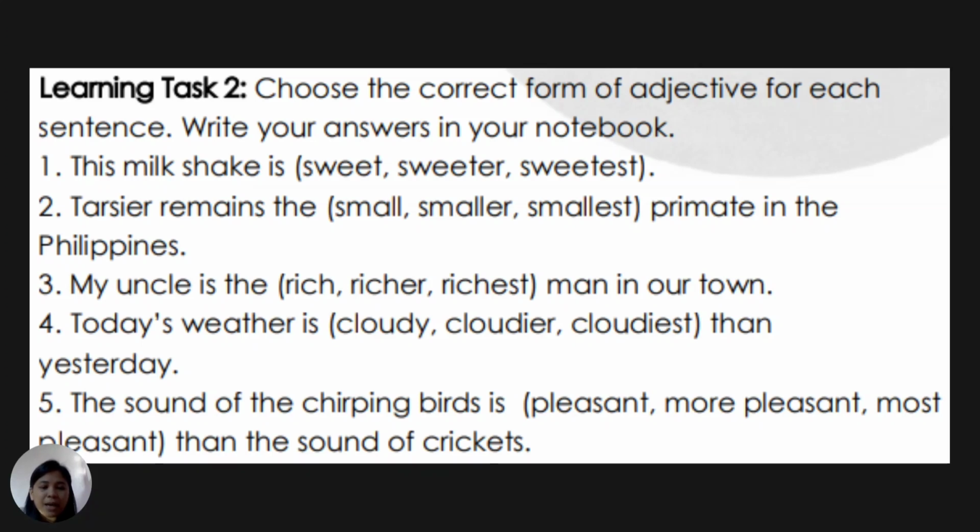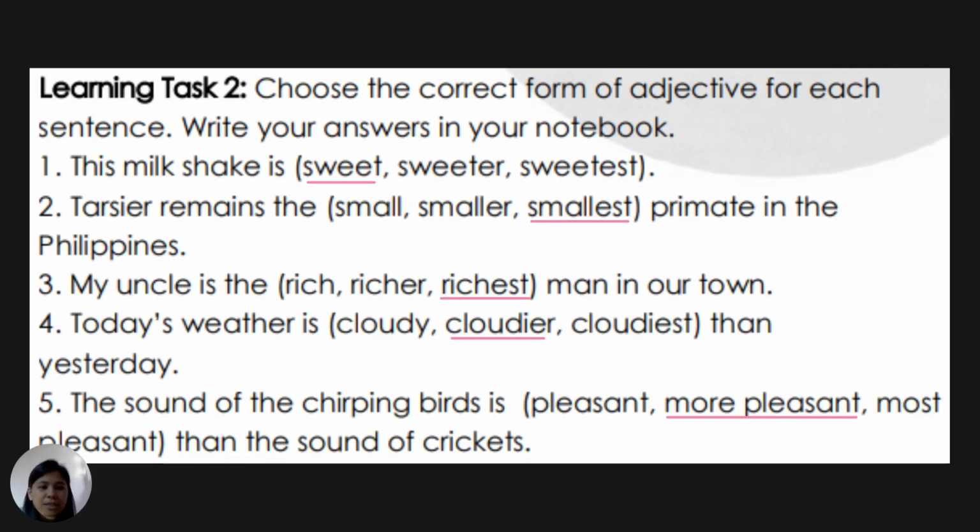Number 3. My uncle is the richest man in our town. Number 4. Today's weather is cloudy, cloudier, cloudiest than yesterday. Number 5. The sound of the chirping birds is pleasant, more pleasant, most pleasant than the sound of crickets. And these are the correct answers.